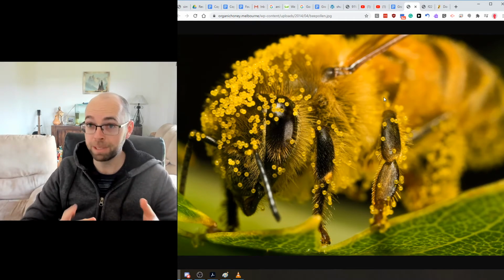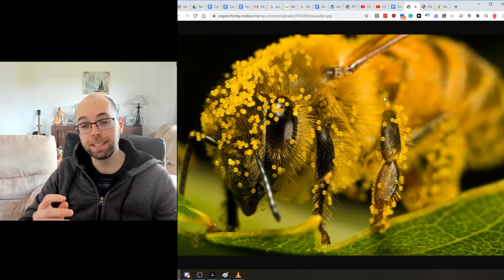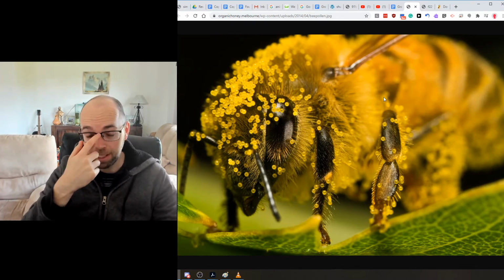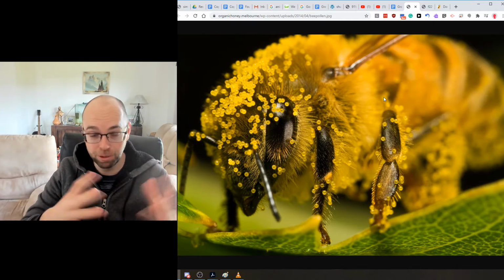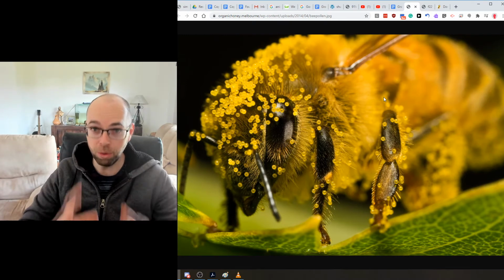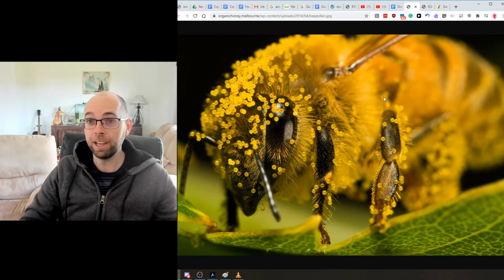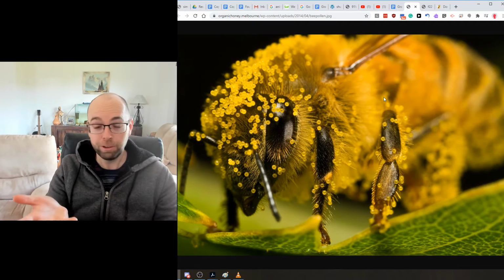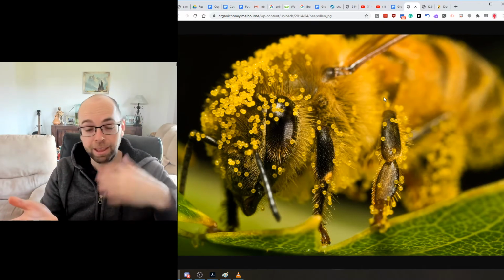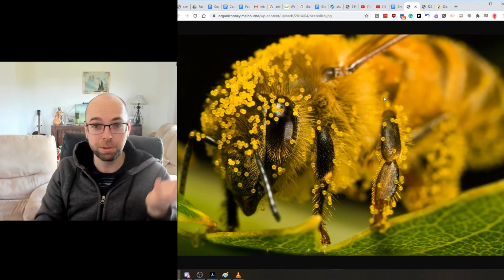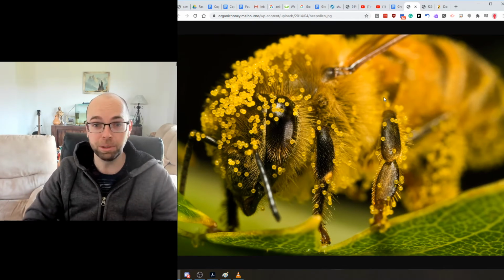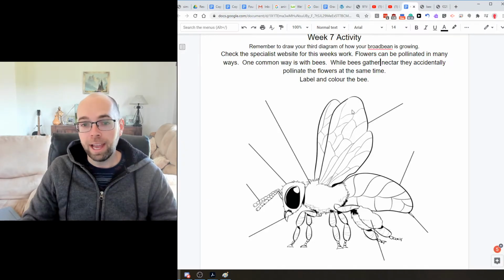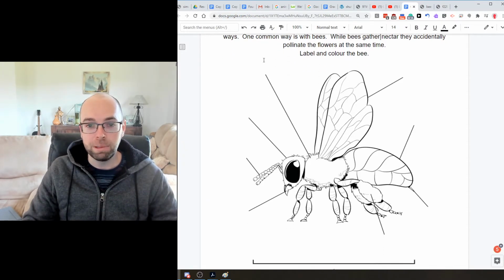I mean, he'll have a little bit for himself, but most of what he gathers is going to be for the hive back home. But while he's busy gathering all of his food, he's also pollinating the flower, so it's a really good deal. The bee gets food for himself and for his hive, and the flower gets pollinated. So it's just a good little deal they've got going. Pretty cool.